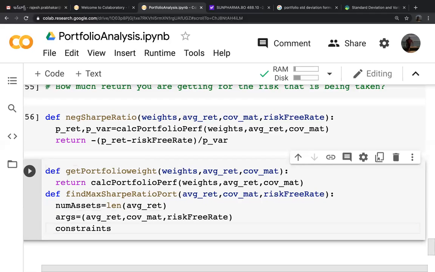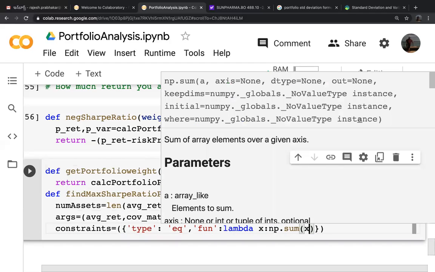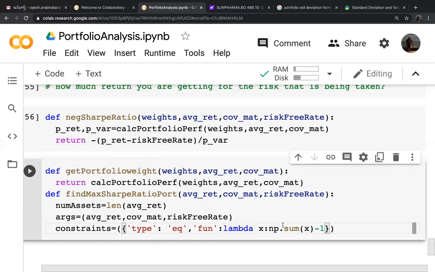So we are assigning the constraints is equal to open bracket, in curly brackets, 'type': 'eq', 'fun': lambda x: np.sum(x) - 1. np.sum of x minus 1.